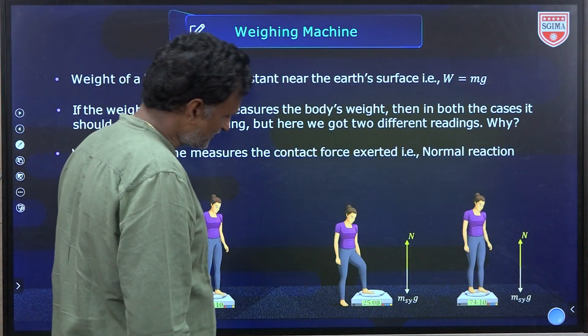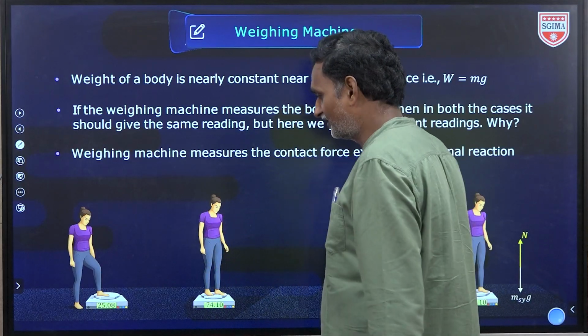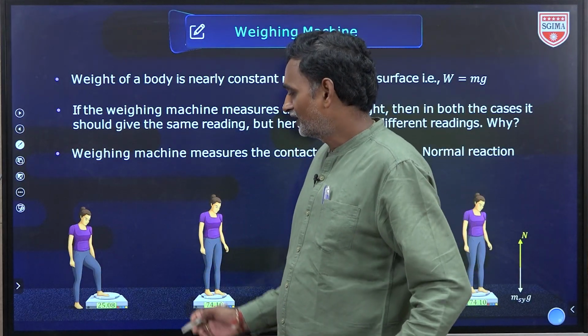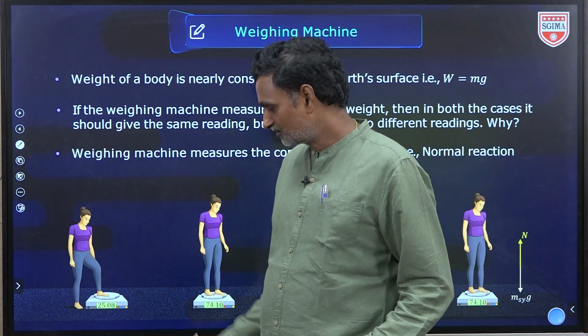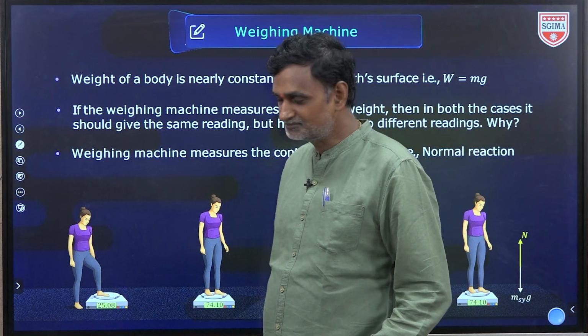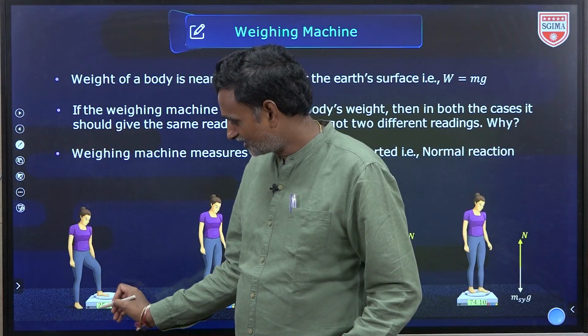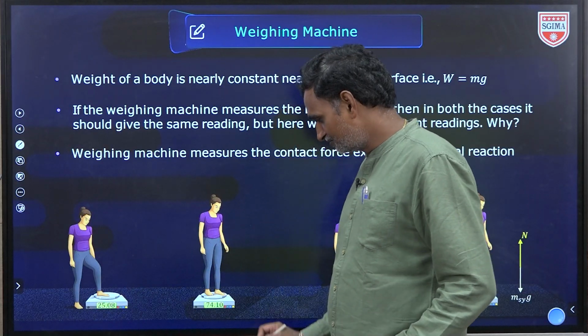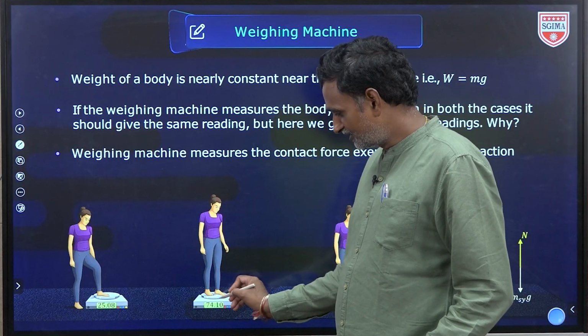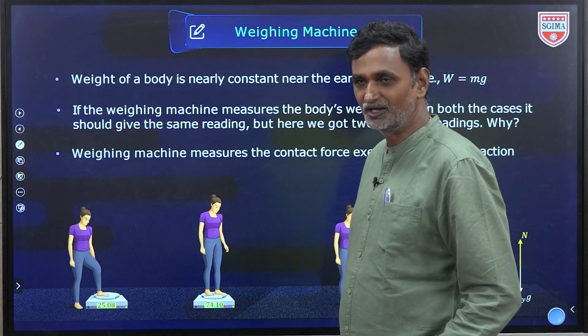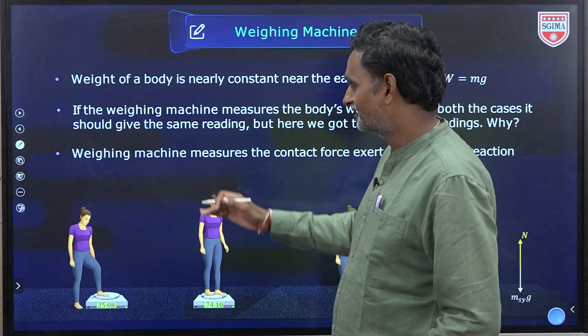Here is the situation, one example we have taken. When a person places just one foot, one leg, on the weighing machine, it gives some reading, and when the same person stands completely on the weighing machine, the reading is different. So we need to start here.